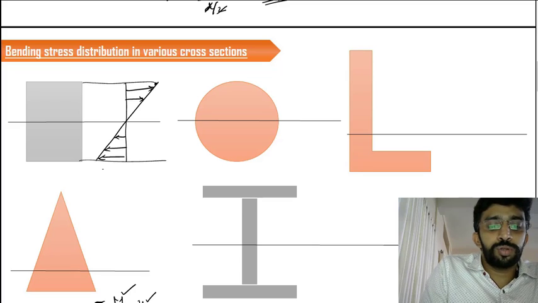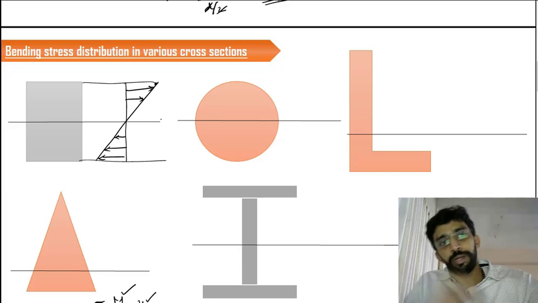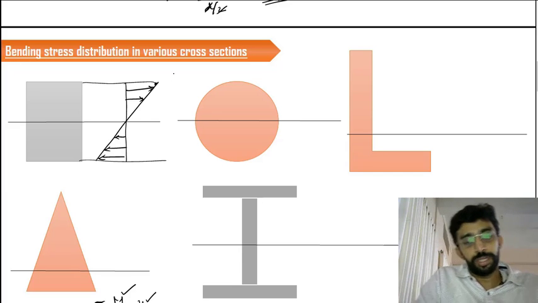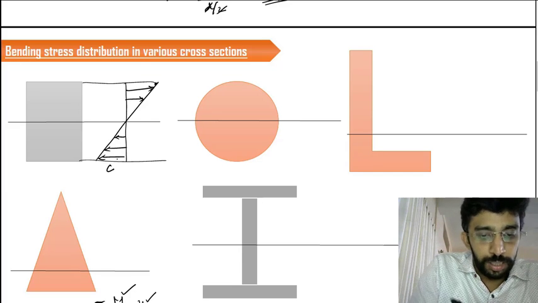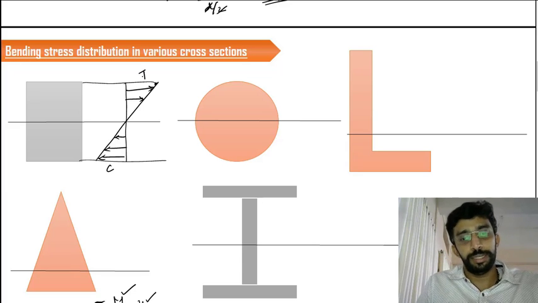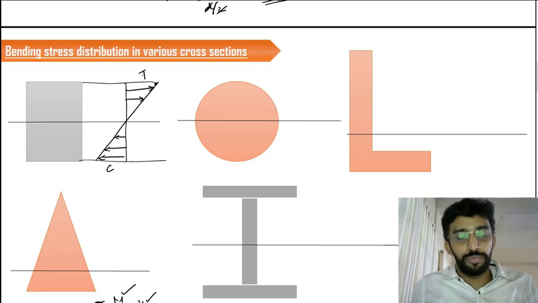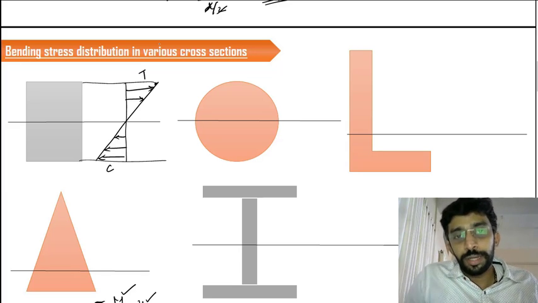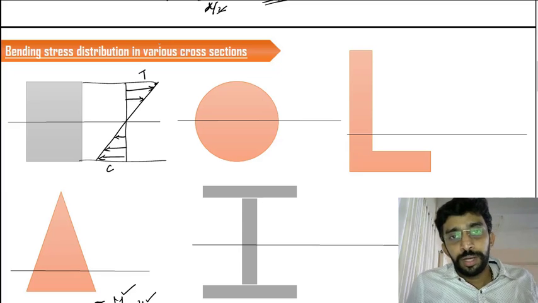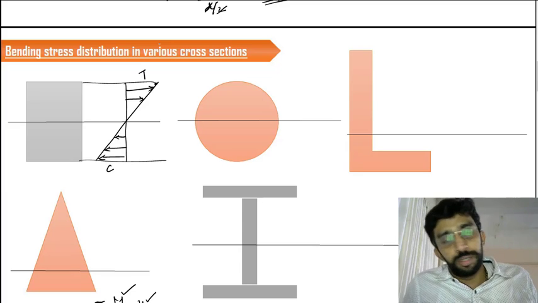This particular section can also be drawn on the right hand side, no issues. This is just for the compression. So here we can say that this is compression and this is tension. This is one method of drawing the stress distribution of a rectangular cross section. Now what is the alternative way that we can represent this distribution?